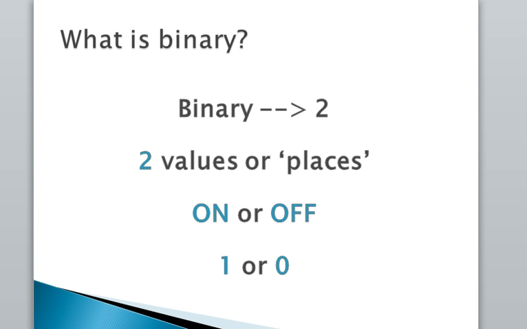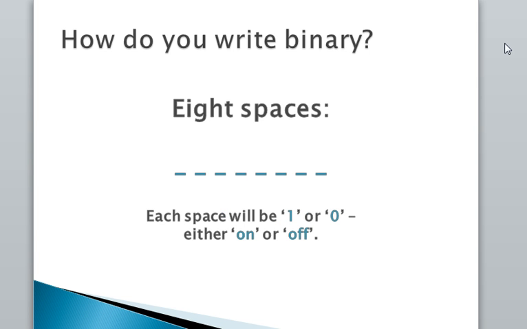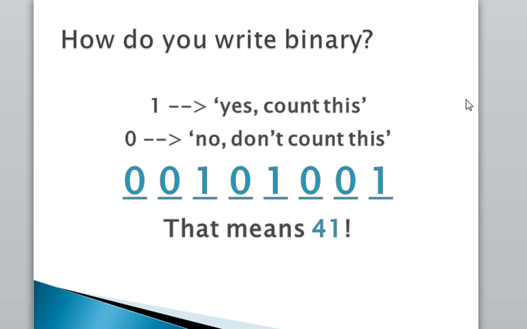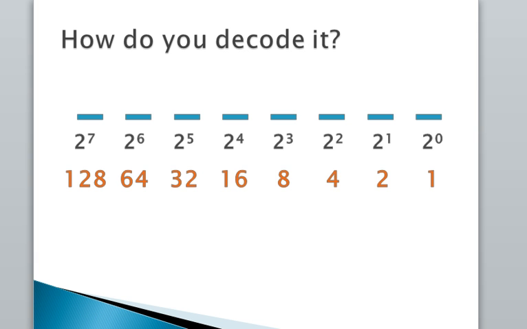The 1 is on and the 0 is off. So how we write binary is usually there are 8 spaces, because in a byte there are 8 bits. Each space is either going to have a 1 or a 0 here. It's either going to be on or off, present or not present. If there's a 1 here, you say yes, you count this. If there's a 0, you don't count that value. This one means 41, and I'll explain how it means 41 right now.